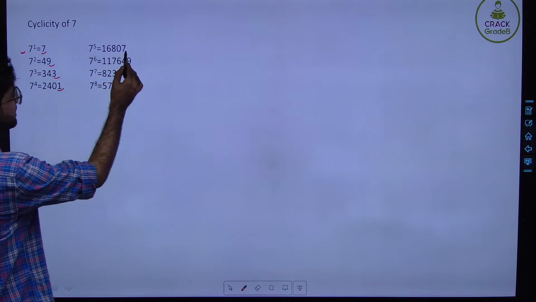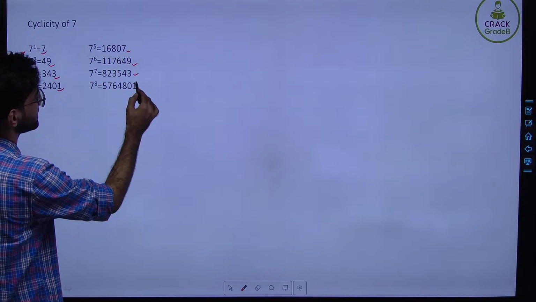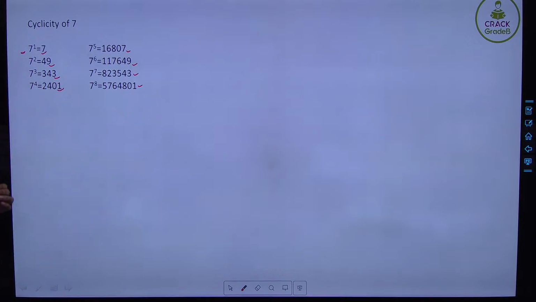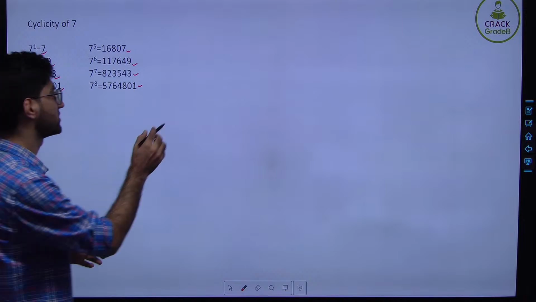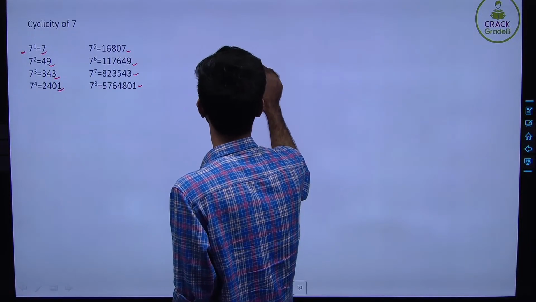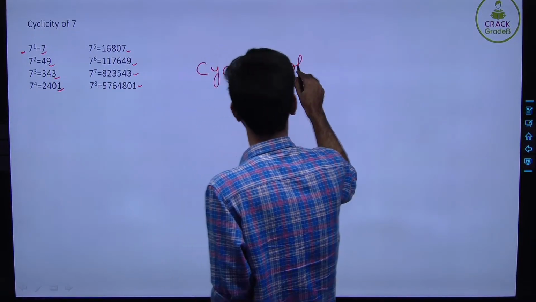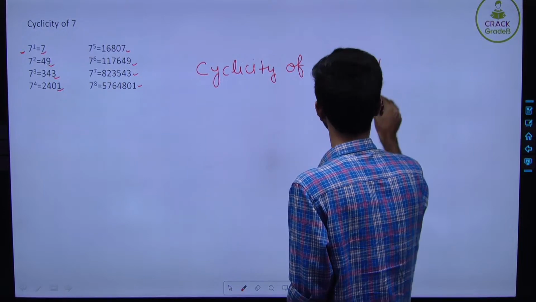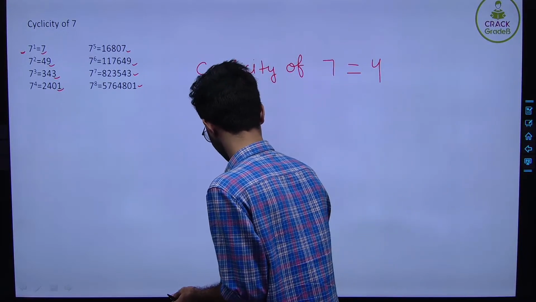7, 9, 3, 1. Now, we can say that the unit digit gets repeated after the fourth power of 7. So the cyclicity of 7 is 4. So obviously you need to remember this, that the cyclicity of 7 is 4.